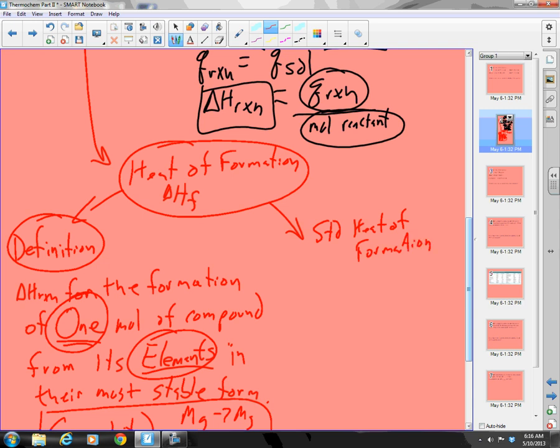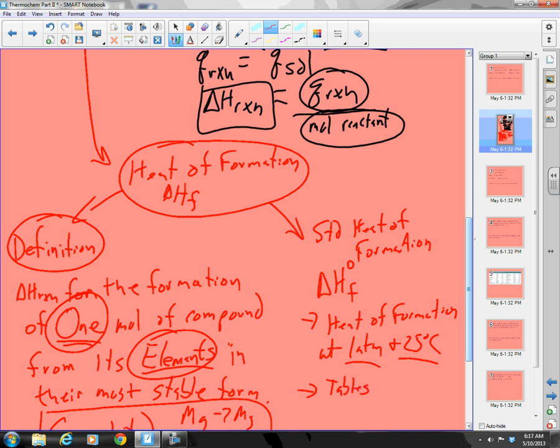And the standard heat of formation has standard ΔHf and then a little 0 like that up there. Standard heat of formation. This is the heat of formation at 1 atmosphere and 25 C. Okay? And so that just tells us this is a specific temperature and pressure. And why is that? Well, this is approximately room temperature and room pressure. And what's really cool about this is there are tables that we can use that have bunches of heats of formations, and I'll show you in just a minute how to use those.